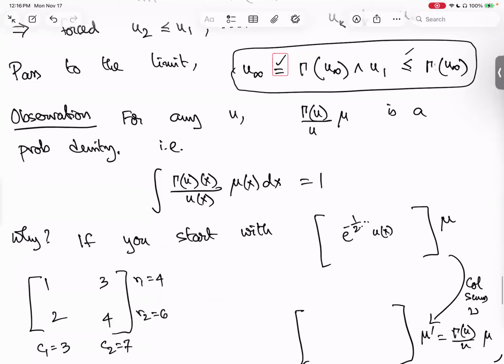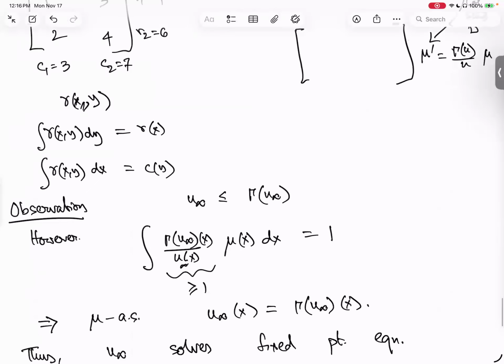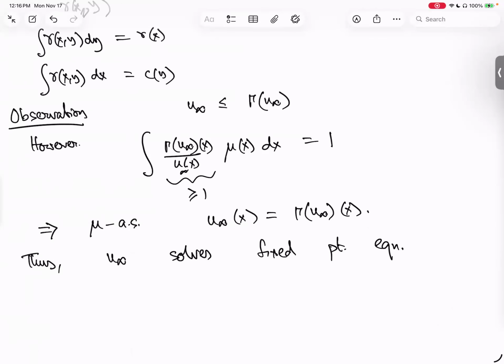And now you make an algebraic observation. You can just directly plug in your formula and verify that for any u, gamma u over u times mu is a probability density that you can integrate and it gives you exactly 1. One way to see this is that this is the density that appears in the Sinkhorn algorithm, but you can just directly write down the algebraic notation and solve for it. But once you do this, it now follows that u infinity, for which u infinity is less than or equal to gamma of u infinity, will also satisfy that this is a probability density. But the ratio that I'm integrating is greater than or equal to 1 by this property. And therefore, mu almost surely it must be equal to 1.